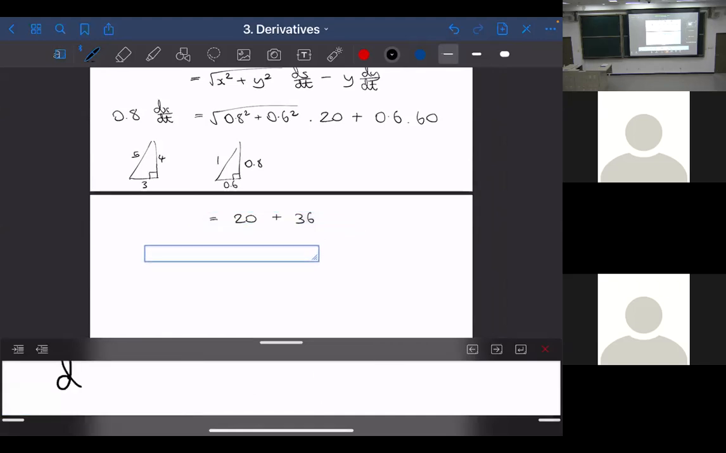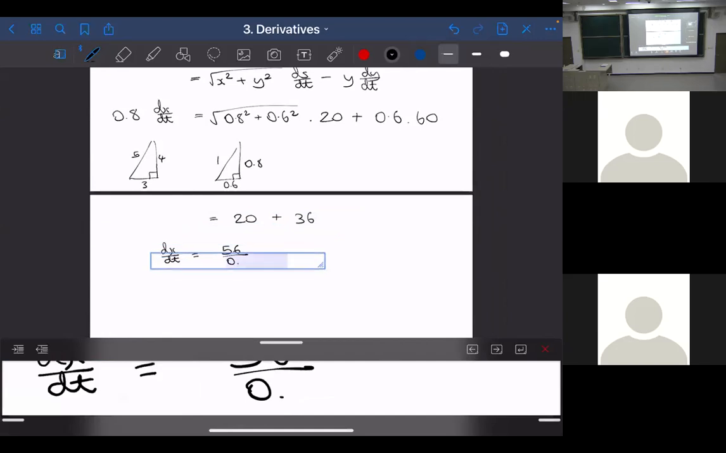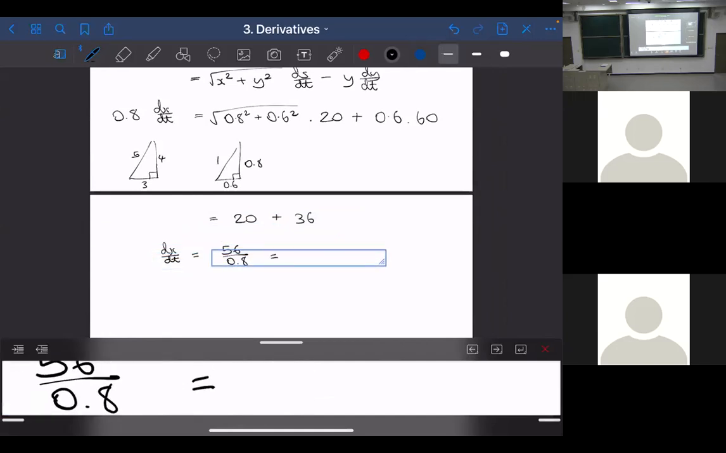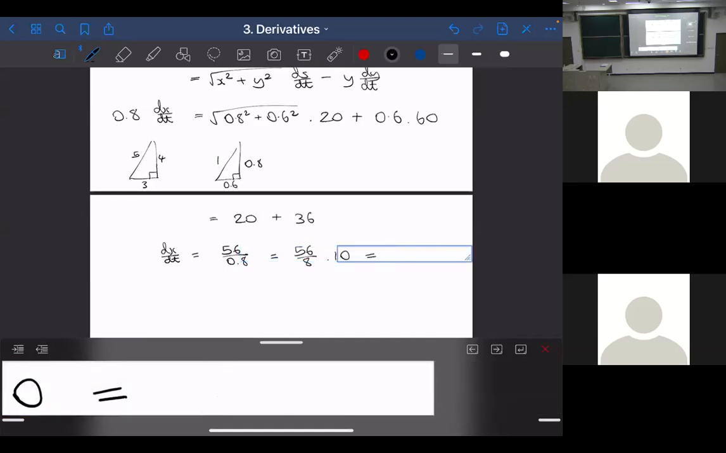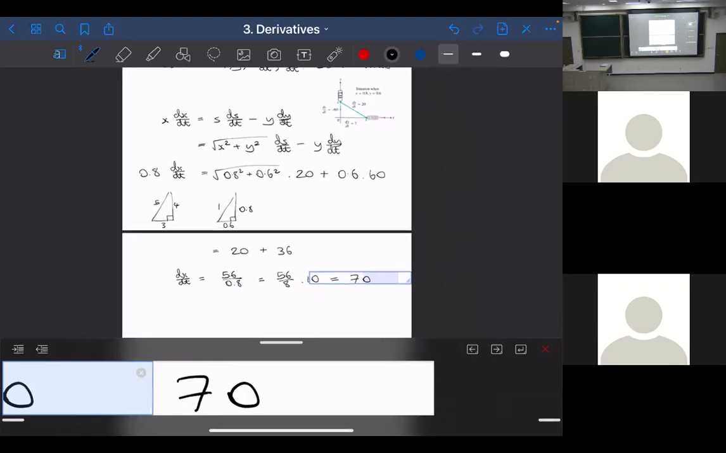So dx by dt is 56 over 0.8, and multiplied by tens, I get 56 over 8 times 10, and 56 over 8 is 7. So the answer is 70.